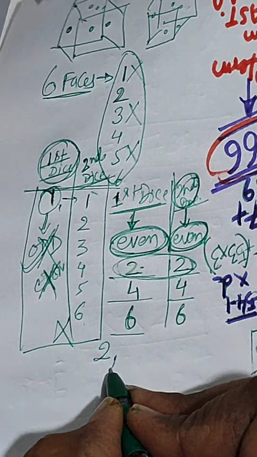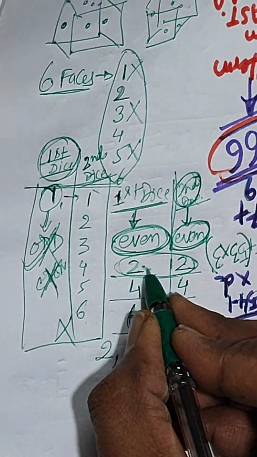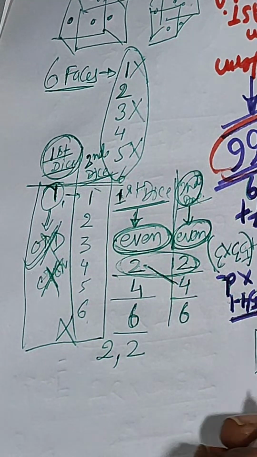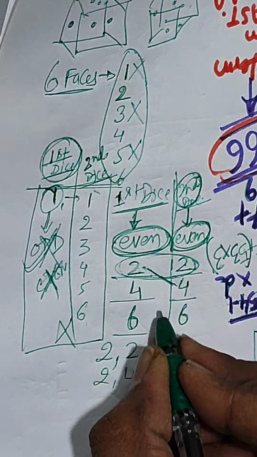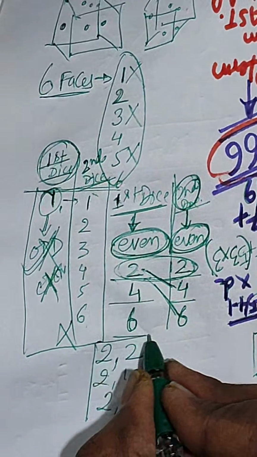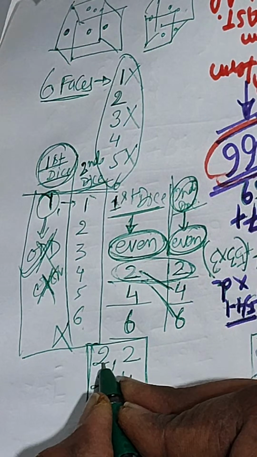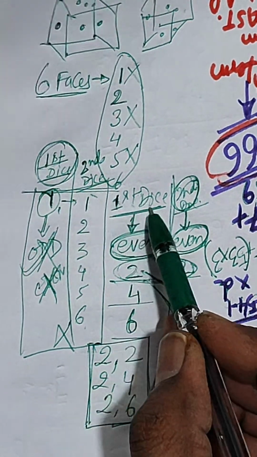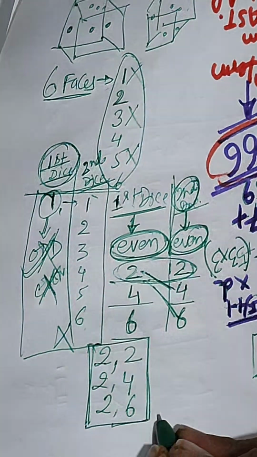So it can be 2 with 2, this 2 with 2, this 4 with 2, this 6. So total 3 combinations are happening when the first number 2 is coming into the first dice. Okay.